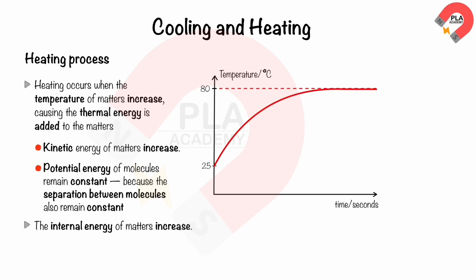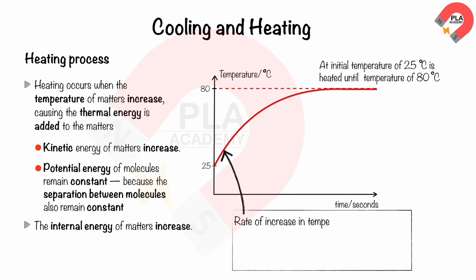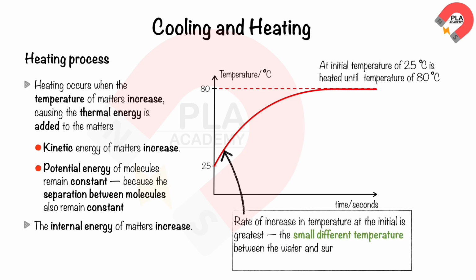When water at an initial temperature of 25 Celsius is heated until a temperature of 80 Celsius, the result is shown as the graph of temperature in Celsius against time in seconds. The rate of increase in temperature at the initial stage is greatest because of the small temperature difference between the water and surroundings, so less thermal energy is lost to the surroundings.